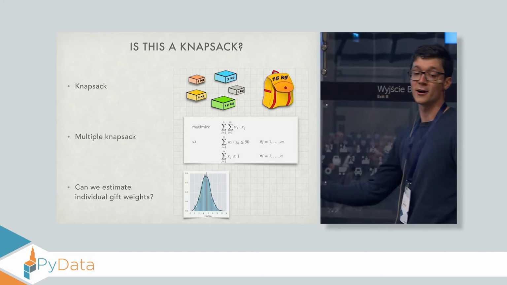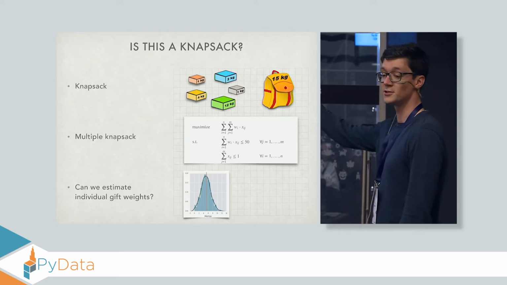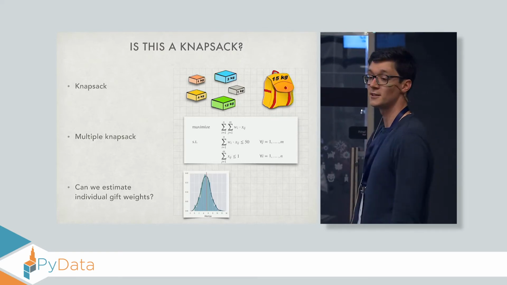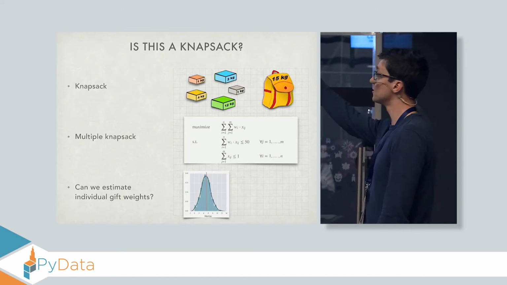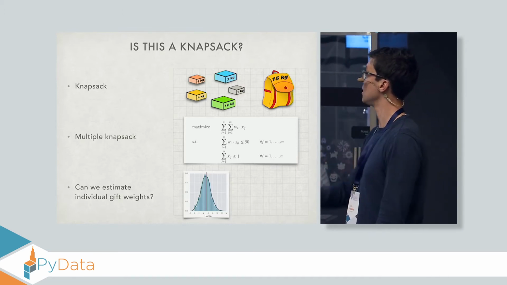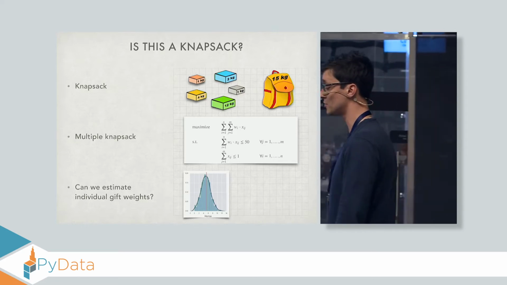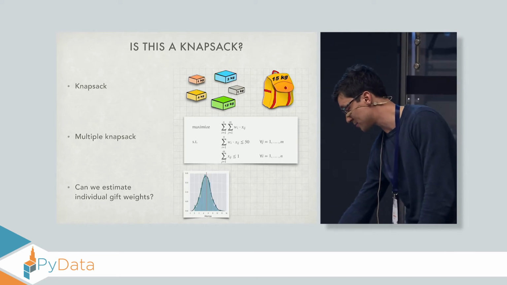So the first thing we thought is, can we estimate these weights just by using the PDFs of the toys? So for example, you could take a horse toy and you could say, well, I expect this horse to be 6 kilograms on average, so I'll just use this in my optimization problem.